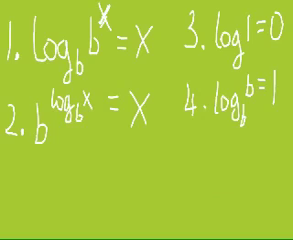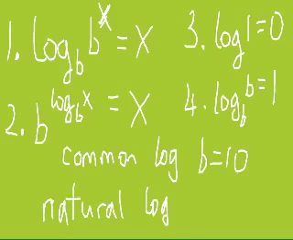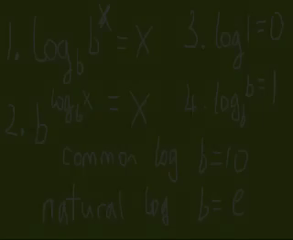Now, there are specific types of logs that are used a lot in math. One log we have is called a common log, where the base is equal to 10. Another log that we use a lot in math is called a natural log, where the base is equal to e, Euler's constant. We've seen that in exponential functions. So if we have a base e on the log, we call it the natural log. If the base is 10, we call it the common log. And we're going to take some examples of usages of these logs.